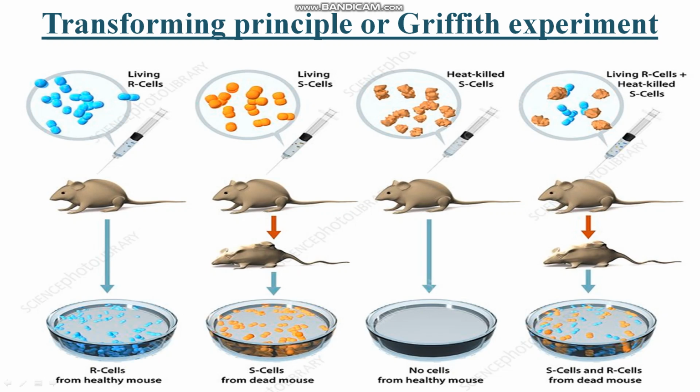But what happened in the fourth case? Living R cells plus heat-killed S cells. Living rough cells of bacteria, which can easily be killed by the immune system of the mouse, and heat-killed smooth cells of bacteria, are just injected together here, right? What happened? The mouse died, and S cells and R cells were found in the dead mouse.